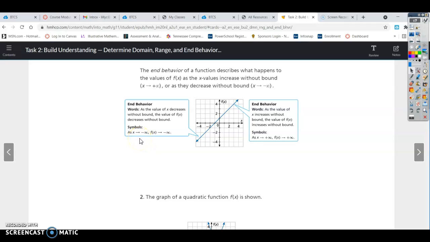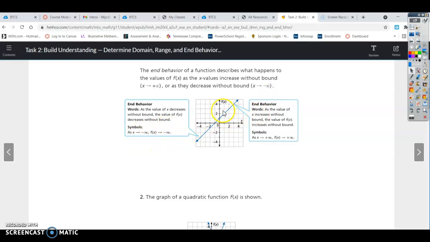We just kind of say approaches even though it's not really approaching. If you remember, infinity is like an idea. It's not really a number. It's just the idea that it continues without bound. This is the symbol that we use for this.